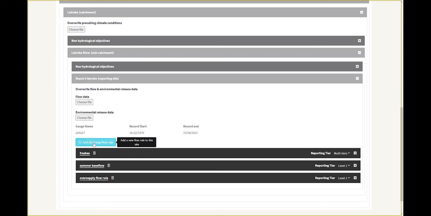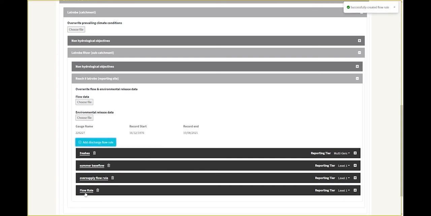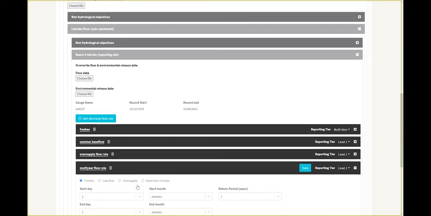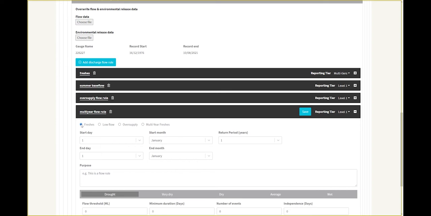So this is a discharge flow rule. Click that to add it. It'll pop up at the bottom here. I'm going to call this a multi-year flow rule example. Okay, so what we've got here is our range of different flow rules.